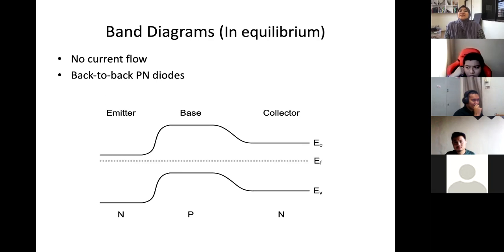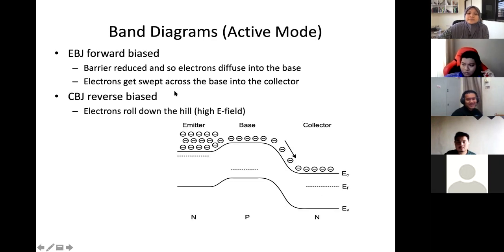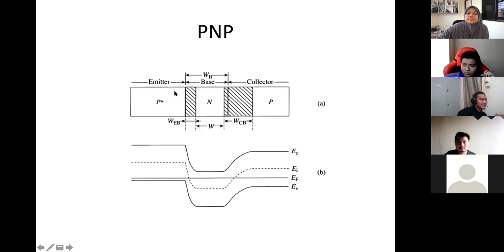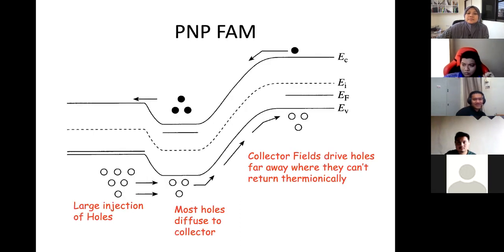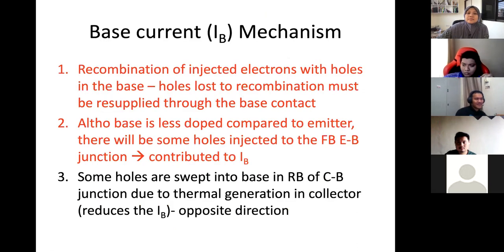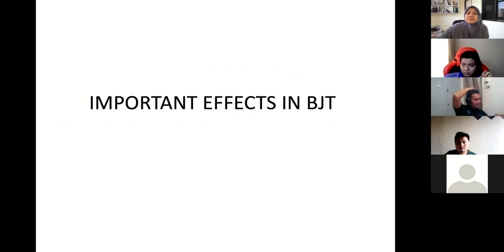Otherwise, you are the one who didn't ask me questions on the BJT, how it works. So answer my question. Why do you want the base to be as low as possible? Nobody wants to answer. Okay, I won't answer as well. So that's my question.